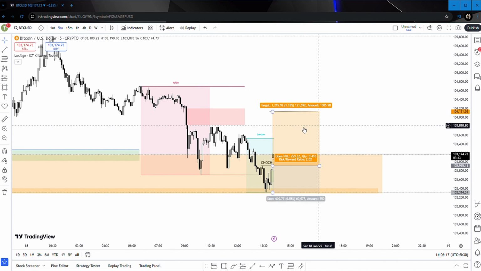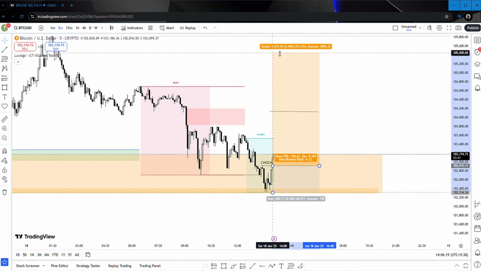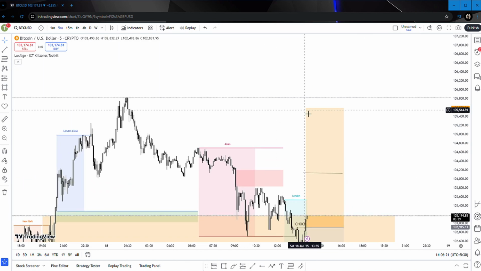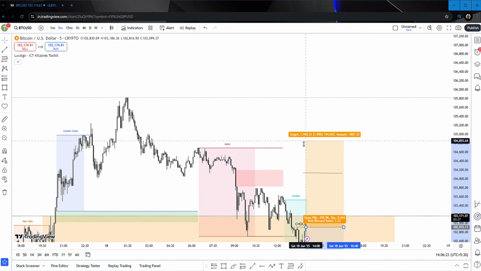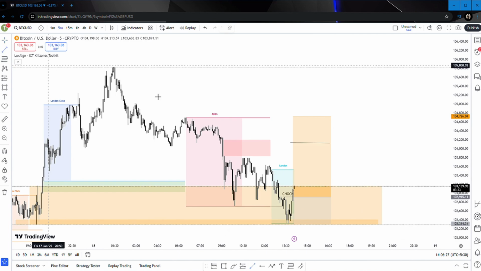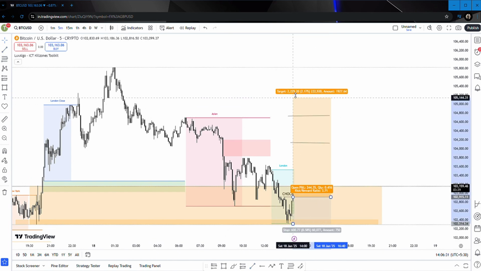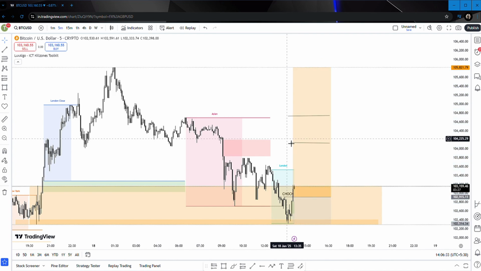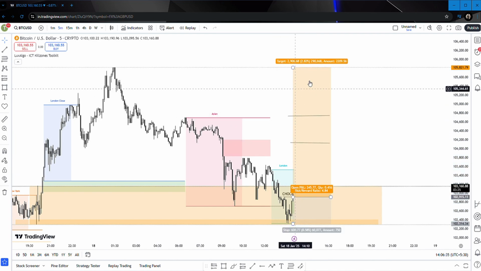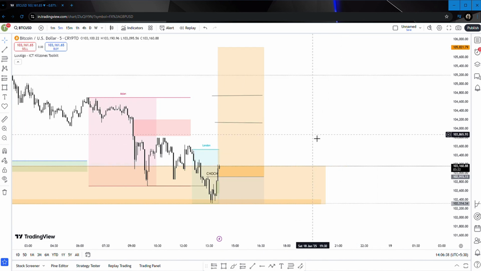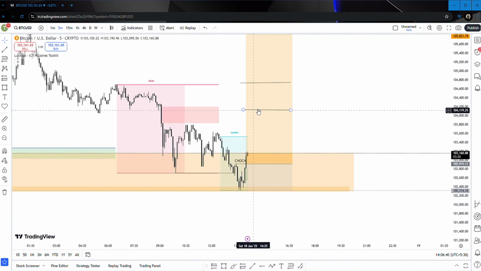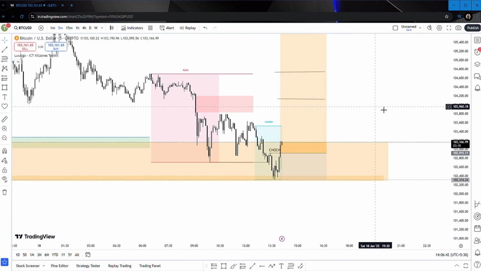So this is my first target, and the second one will be the 1:3, which is right upward here, and then the final target. How will I book? 50%, 20%, 30%. Okay, once the target reaches this particular point, I will just close it.